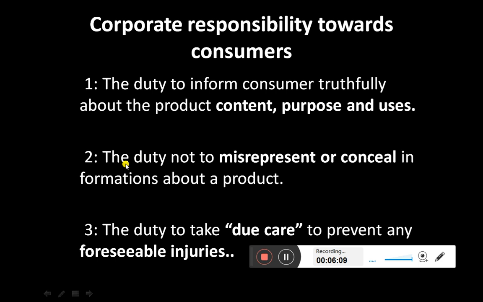Then second, we have the duty not to misrepresent or conceal information about the product. It simply means that whatever the information or whatever the quality, trait or characteristics possessed by the product, it must explain, express, present all those characteristics to the customer.